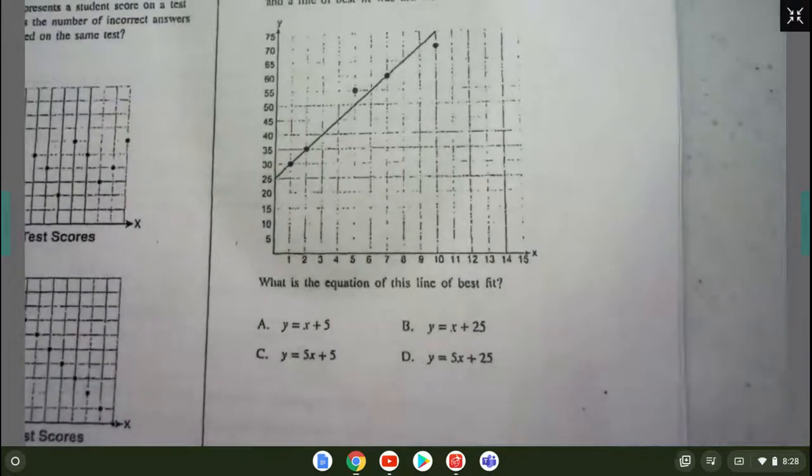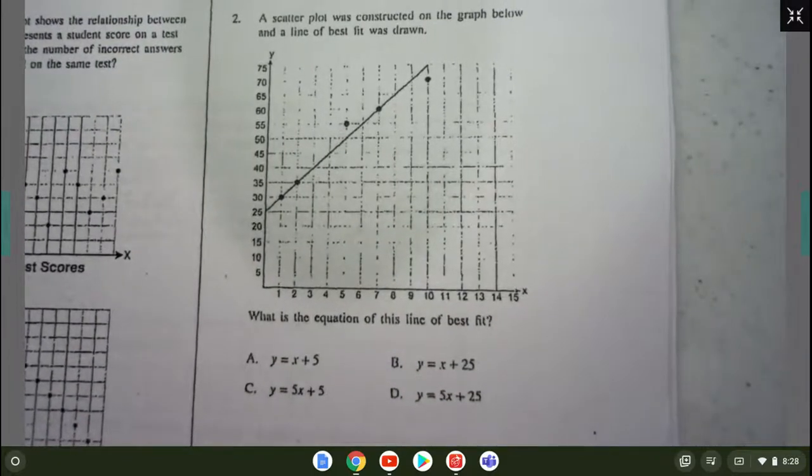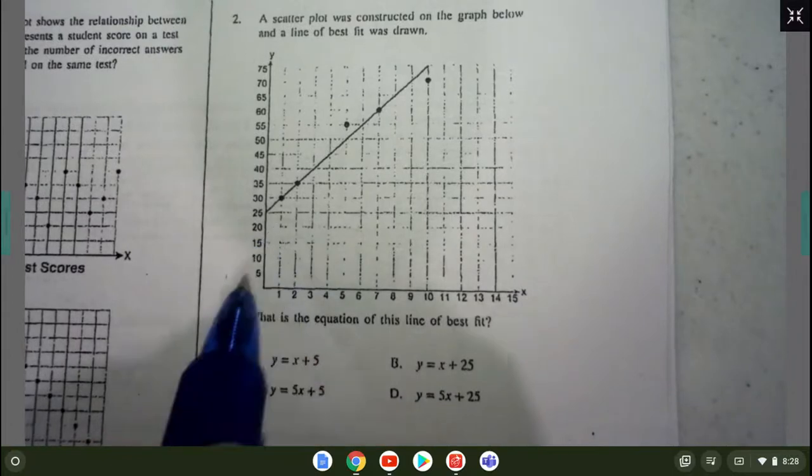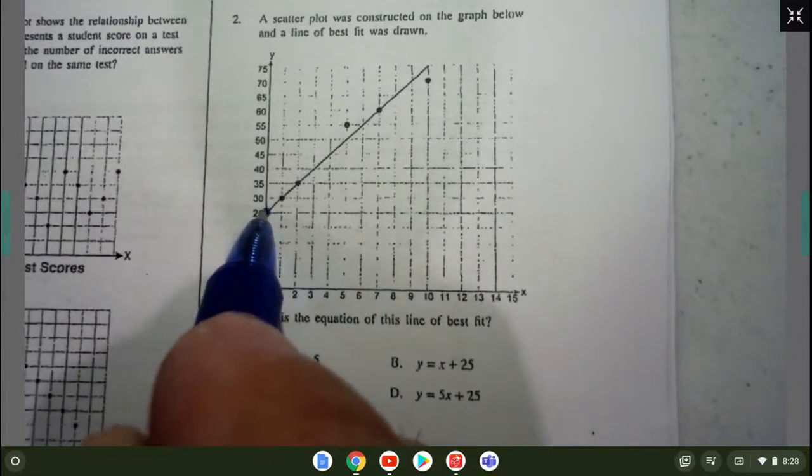All right. So number 2, it says the scatter plot was constructed on the graph below and a line of best fit was drawn. What is the equation of this line of best fit? So first of all, the easiest thing to see here on our line of best fit, I'm going to zoom in some more. The easiest thing I think to see is our y-intercept, where that graph starts. And it clearly starts here at 25. There's no label here, but that's at 25.